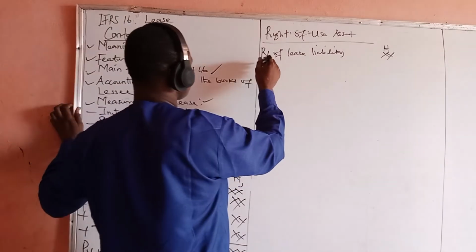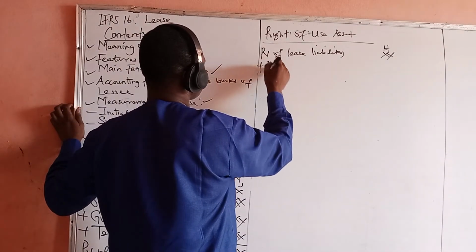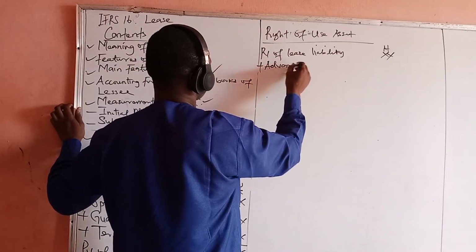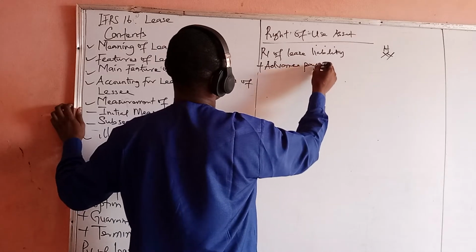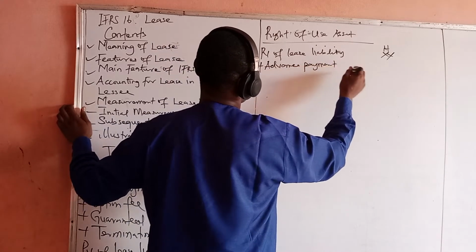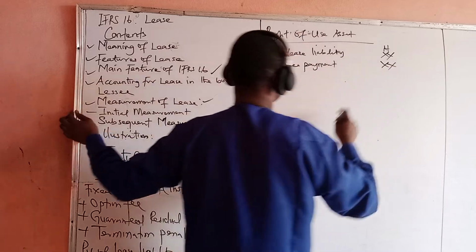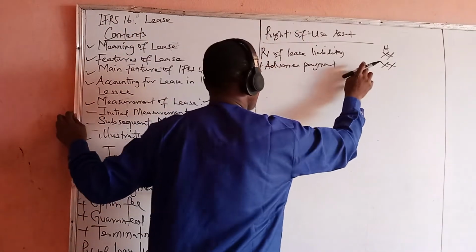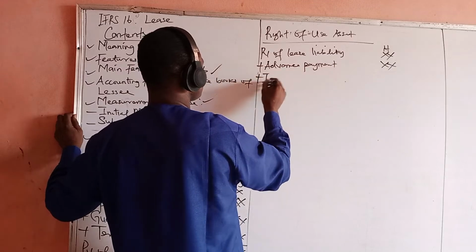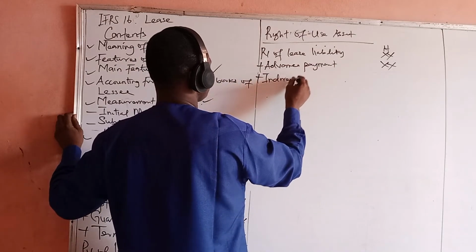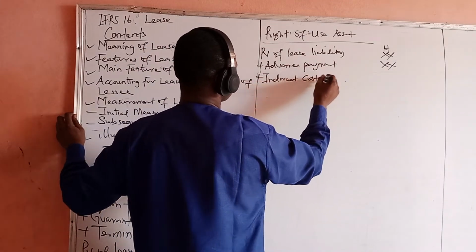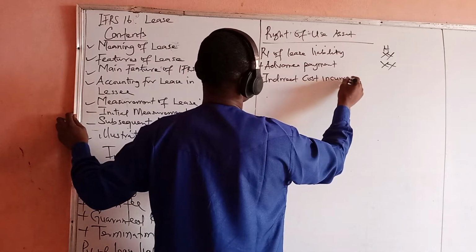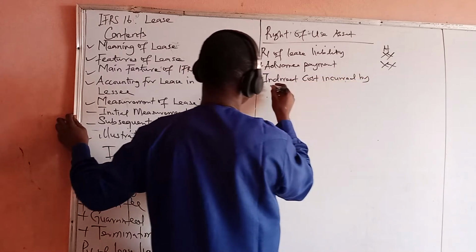Say plus advance payment. That is the lessee initial deposit. You also add to it, plus indirect cost incurred by the lessee.